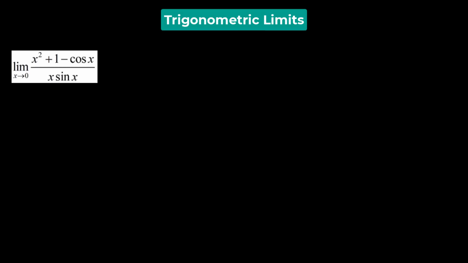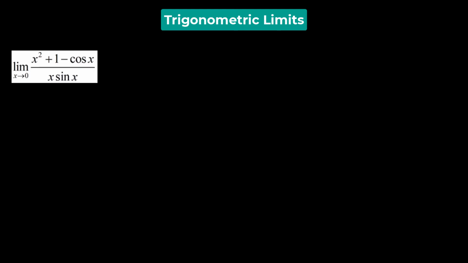So here we have a function given by x squared plus 1 minus cosine of x divided by x sine of x. Now when we substitute for the value of x into a given trigonometric function, what we obtain is an indeterminate form of 0 over 0. So that means we need to simplify the given function.